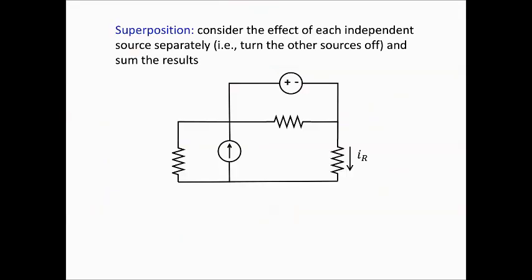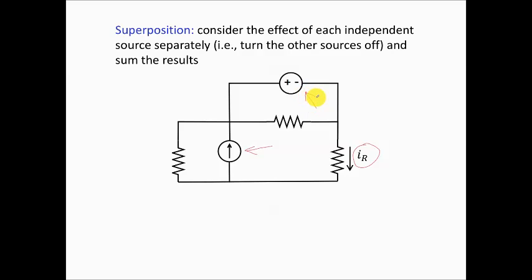So what is superposition? Well, when you use superposition, you can consider the effect of each independent source separately, and then at the end sum up all the contributions. So now what does that mean? Suppose in this example I want to figure out what is this current IR, and in my circuit I have two independent sources. I have this current source here and I have the voltage source.